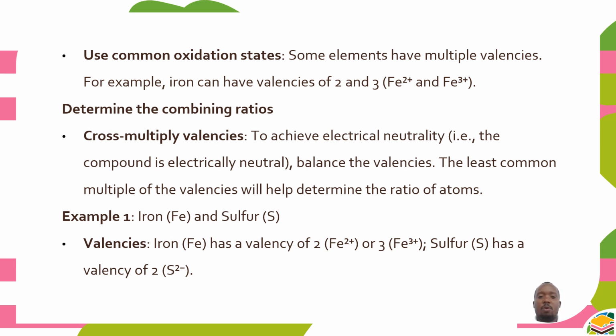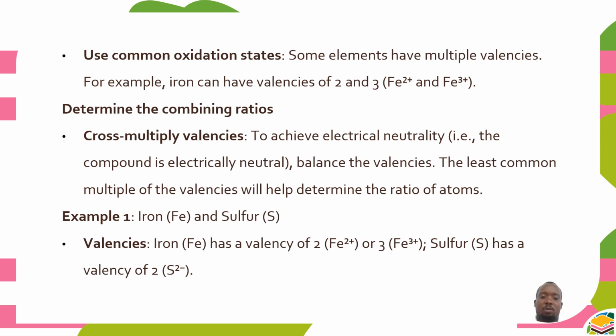Then you use common oxidation states. Some elements have multiple valences. For example, iron can have valences of 2 and 3. Some, not all of them, have more than one valence. So we have iron, for example, there's iron 2 and iron 3.